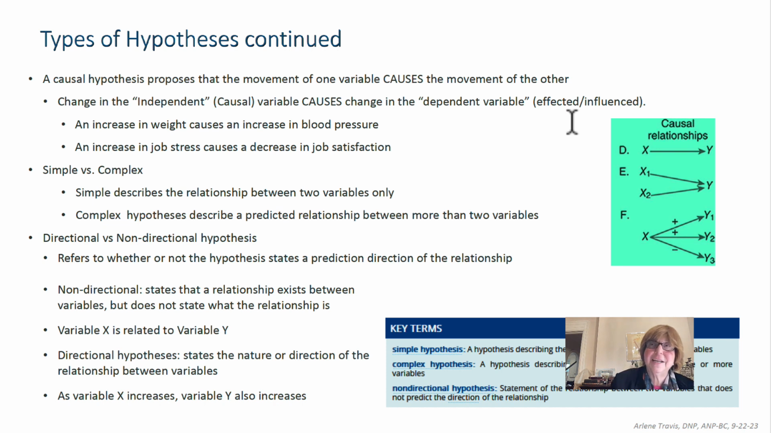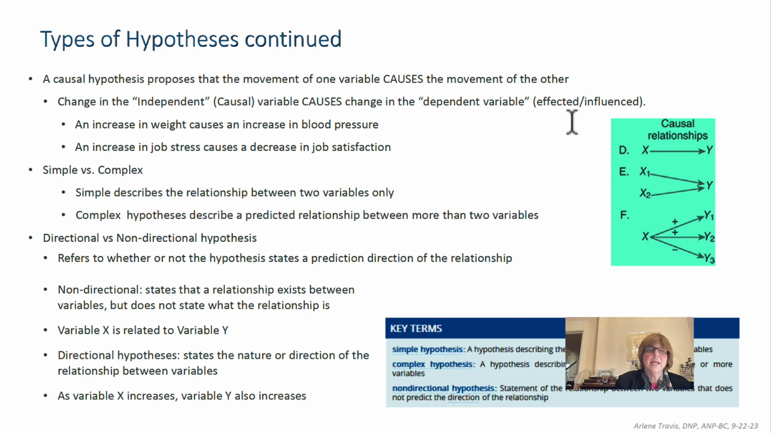In associative hypotheses, we're looking to see if there's a relationship. In a causal hypothesis, we're looking at what one variable causes in the other, that the independent variable is causal. Remember, I said only experimental studies are able to be causal. They're able to say that the independent variable caused the change in the dependent variable. The effect is influenced. An increase in weight causes an increase in blood pressure. An increase in job stress causes a decrease in job satisfaction.